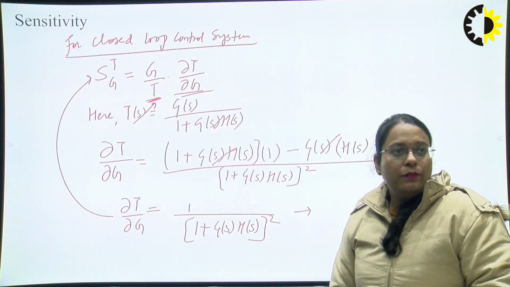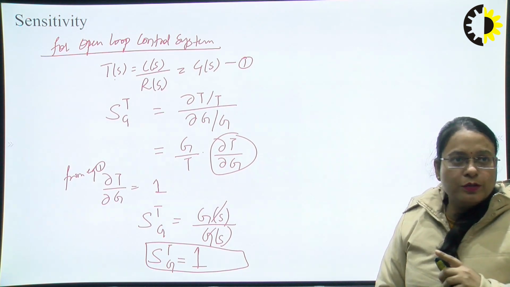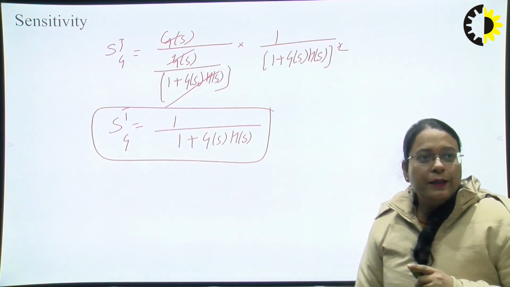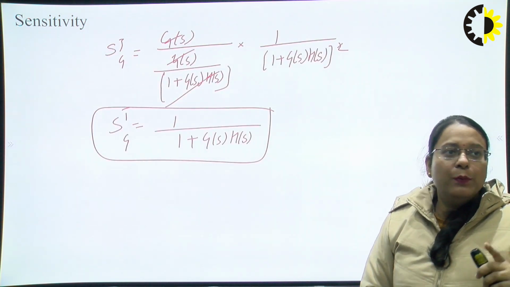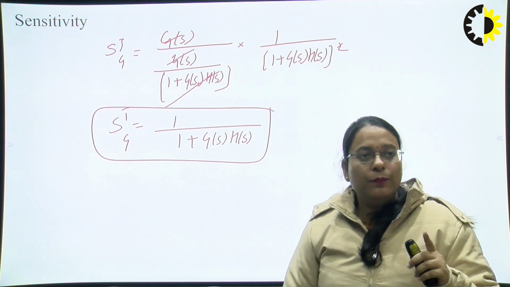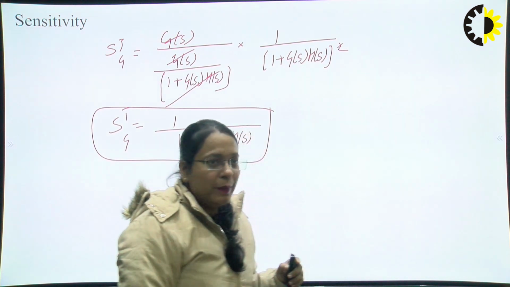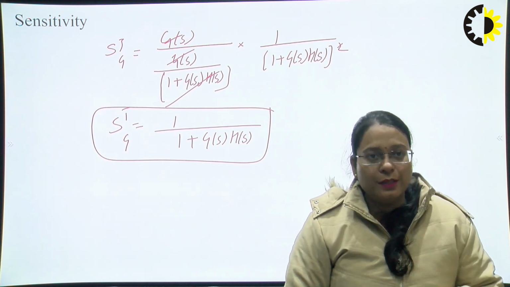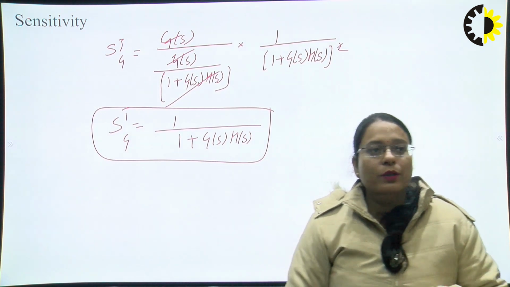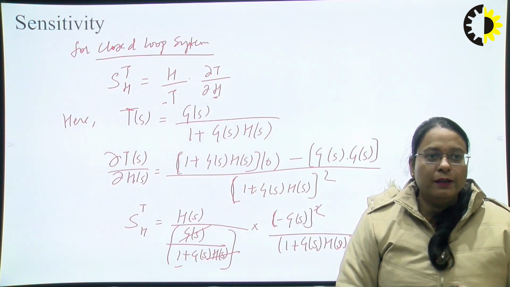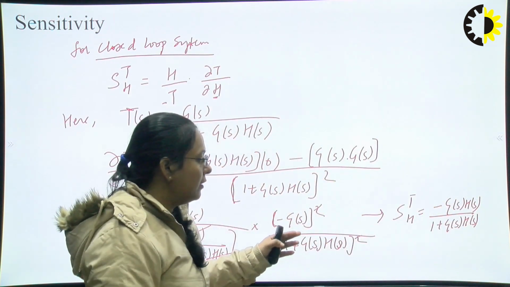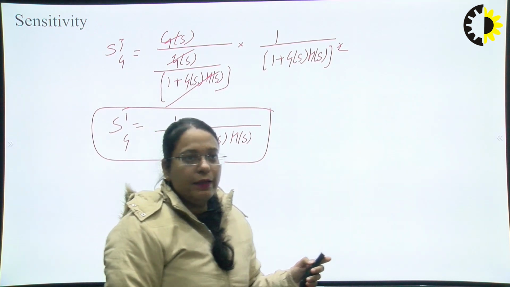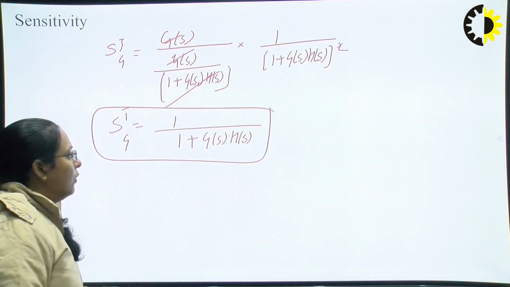Okay, and we see that the sensitivity of open loop control system with the parameter G is 1, right, while the sensitivity is decreased by the factor 1 plus G(s)H(s) when it is compared with the closed loop control system, right? And if I am taking comparison of sensitivity of closed loop control system with respect to the parameter G, forward path gain G, and with respect to the feedback path gain H, then you can see that in this case we'll get the sensitivity minus G(s)H(s) upon 1 plus G(s)H(s), and in this case I am just getting the sensitivity 1 upon 1 plus G(s)H(s).